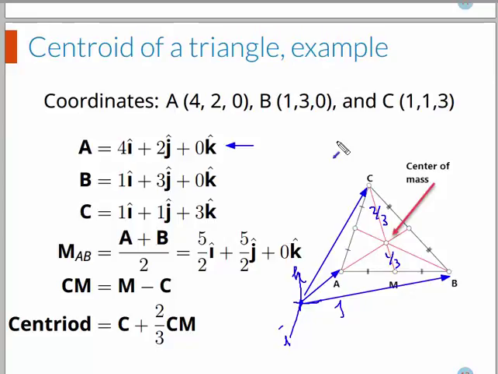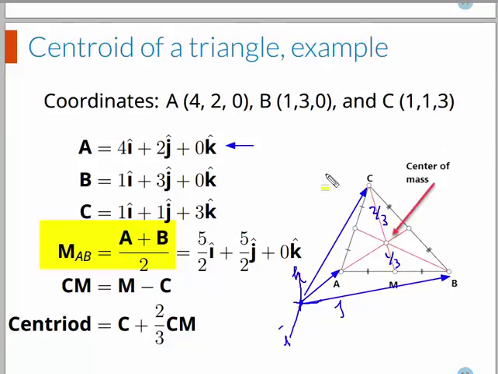Now if I want the midpoint between A and B, just like we found out on the other page, it's just A plus B over 2. So I add the two components of A and B together, component by component, and divide by 2, and I'll get 5/2 I plus 5/2 J, and of course 0 in the K. The numbers here aren't that important. It's the procedure. By using this procedure, I'm able to find the midpoint of the line AB down here in the triangle.